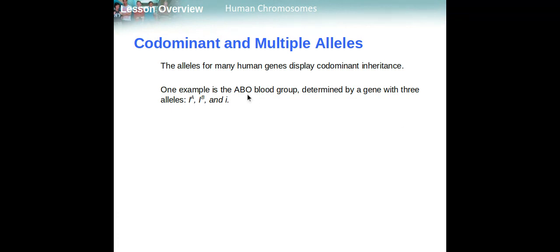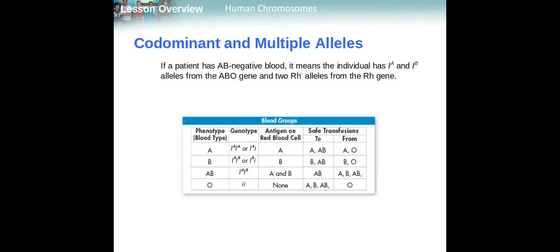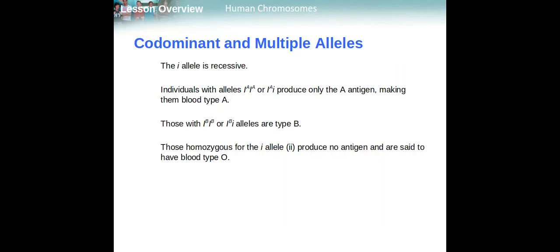For codominance, we talked about this before. There's the ABO blood typing, where A and B are codominant. So if you have IA and IB, then you have AB blood and you're codominant with those. And this is just going through that, but I've already gone through it, so I'm not going to spend much time on that.